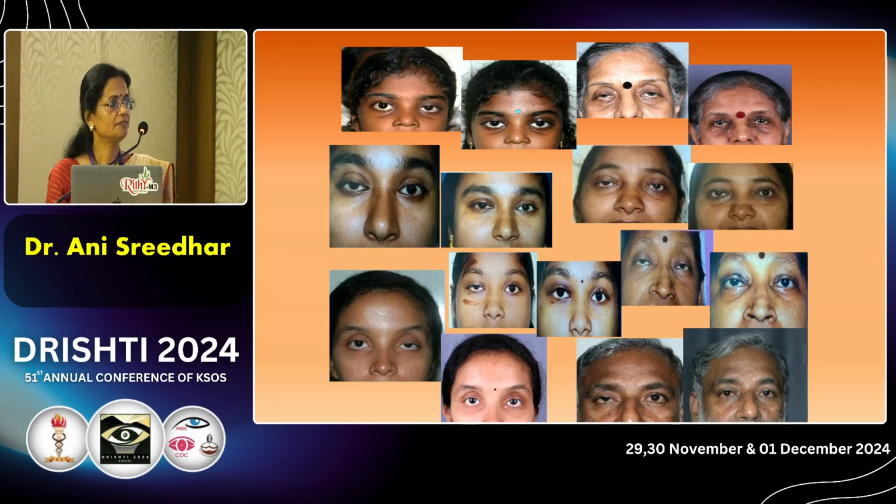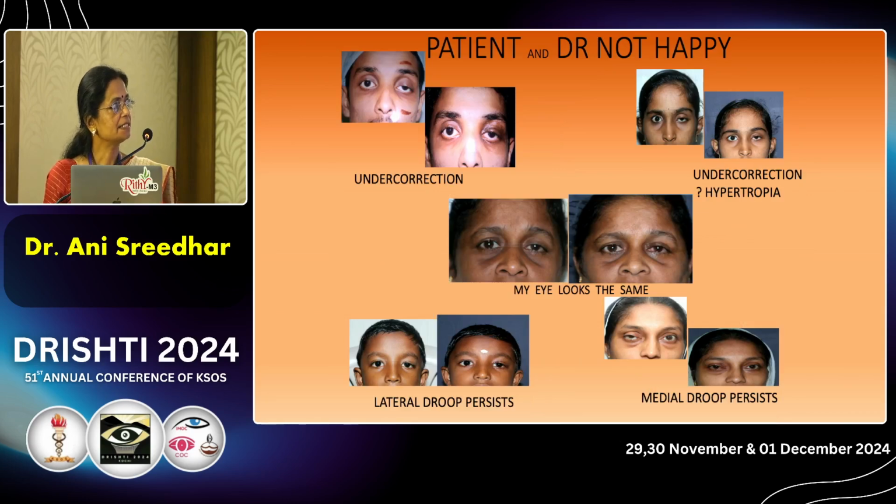So 85 to 90% of the time we are happy, the patient is happy, we can get corrections as good as this. But there are instances when the patient and the doctor are not happy. So under correction, my eye looks the same, lateral eye is drooping. Lateral eye droop is always there, even after you correct, that persists. I don't know why. Even if you correct that side more, medial droop persists, and all those things you have to hear in the OPD.